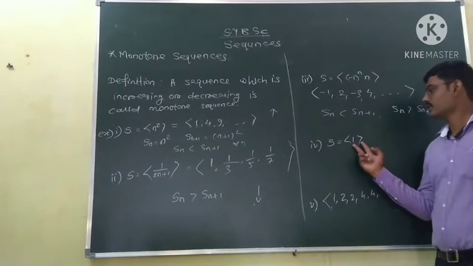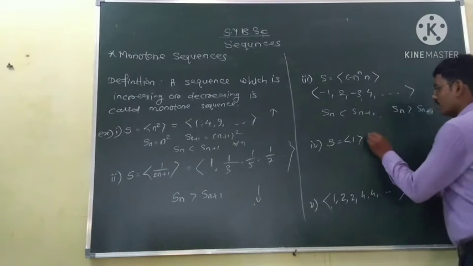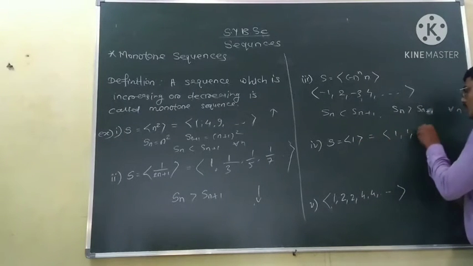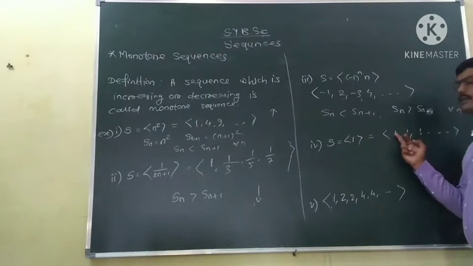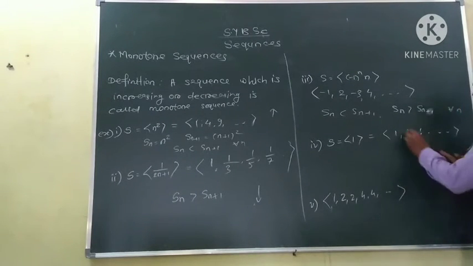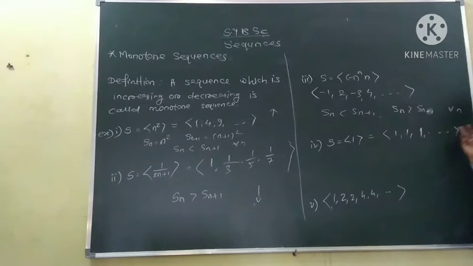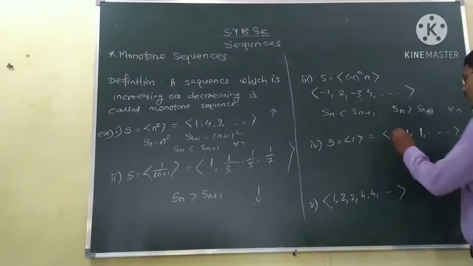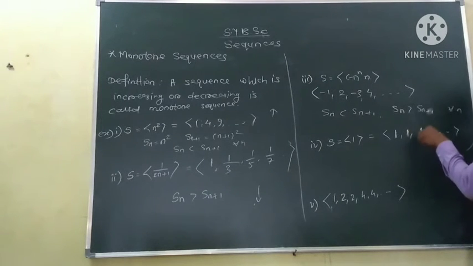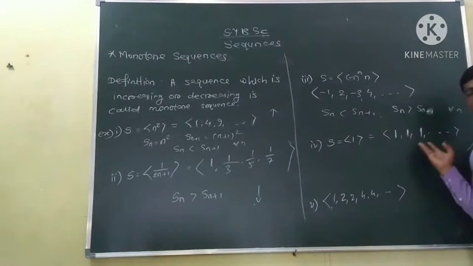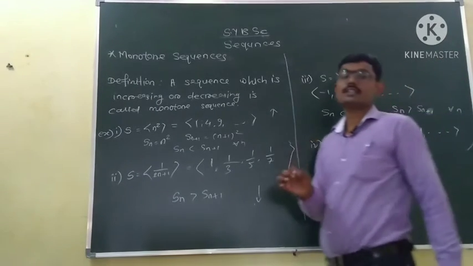So the next sequence is the constant sequence 1. The elements of the sequence are 1, 1, 1, up to so on. Now see, the second element is greater than or equal to the first element, 1 is equal to 1. Again, the third element is 1, which is also equal to 1. So we can say this sequence is monotone increasing. But we can also say the first term 1 is less than or equal to 1, the second term 1 is less than or equal to 1. So we can also say this sequence is monotone decreasing. So each constant sequence has a dual character.